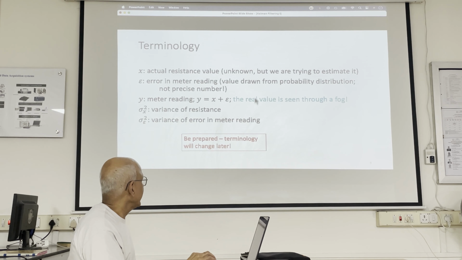So look at it this way. You're trying to always see the real value through a fog. The fog, this epsilon, is clouding X. You're only able to see Y, not X. But you're seeing X through this fog.